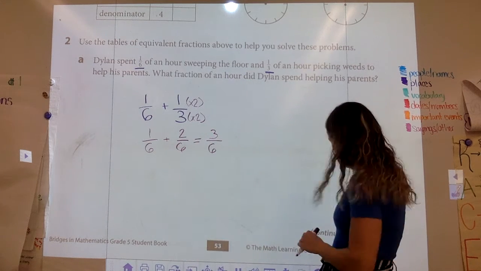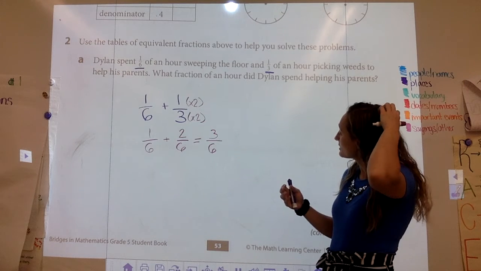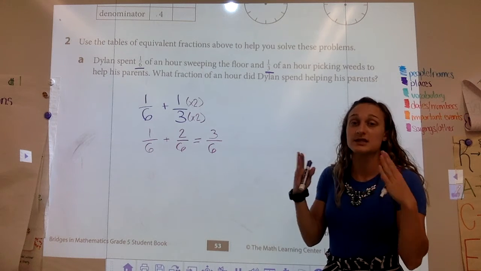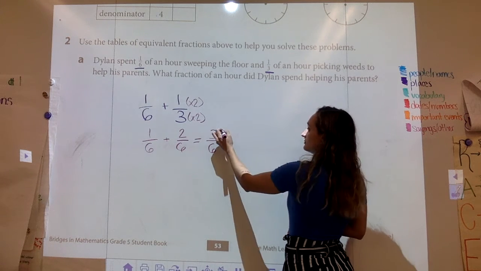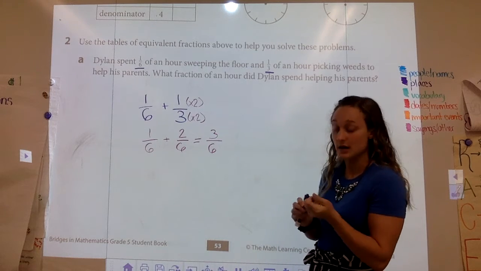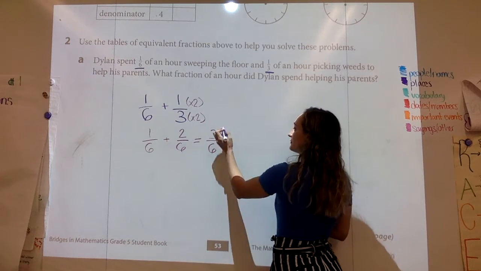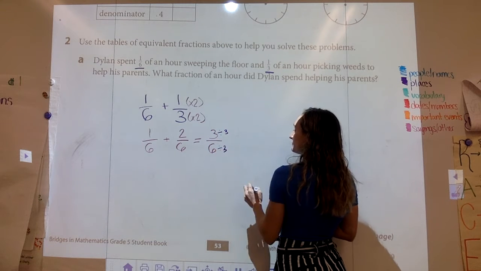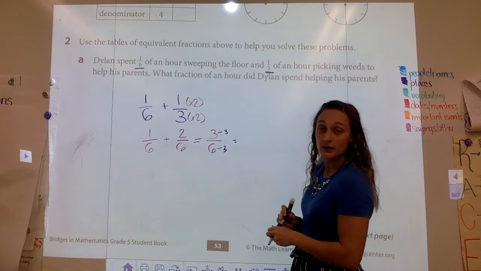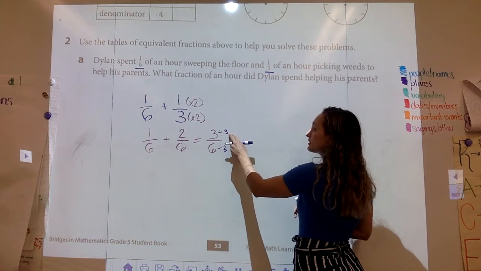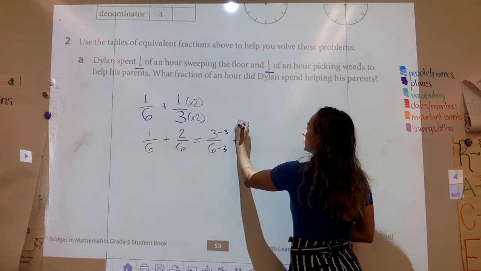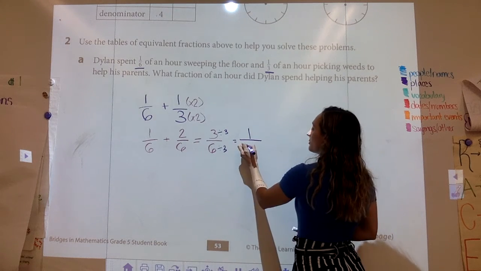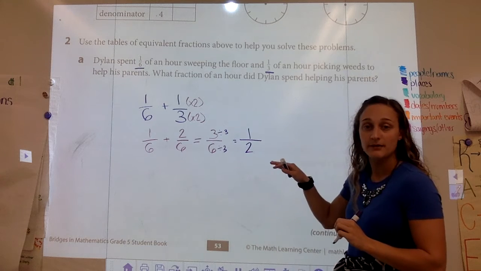Now, my next step, I'm going to look at this and think, is there a number that I can divide out of both of these to make this fraction smaller, to simplify my fraction? And the answer there is yes, because if I divide 3 out of both of these, I can get a new equivalent fraction. Now, a number divided by itself is always going to give you 1. So 3 divided by 3 will give you 1, and 6 divided by 3 will give you 2. So 1/2.